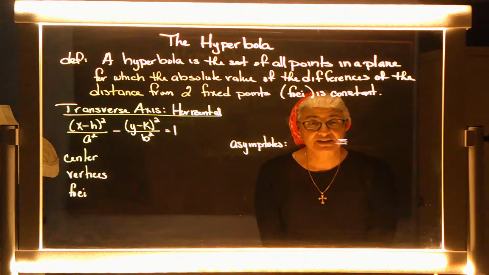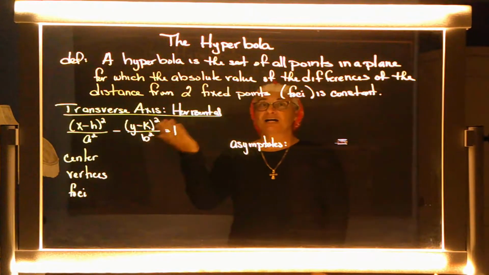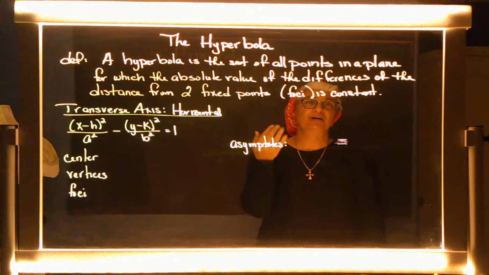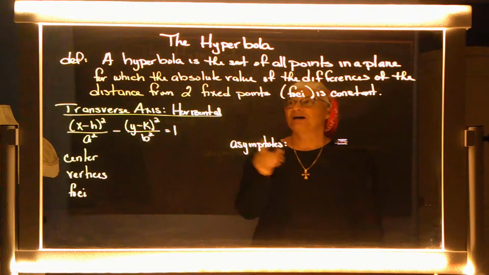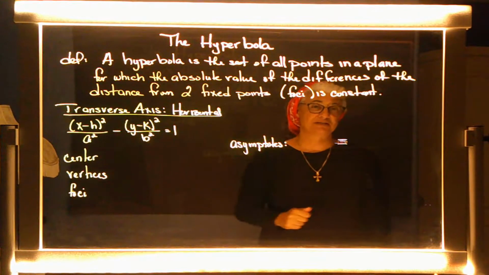Okay, so let's move on to the last conic, known as the hyperbola. Here's the definition of it. A hyperbola is a set of all points in a plane for which the absolute value of the differences of the distance from two fixed points, known as the foci, is constant.